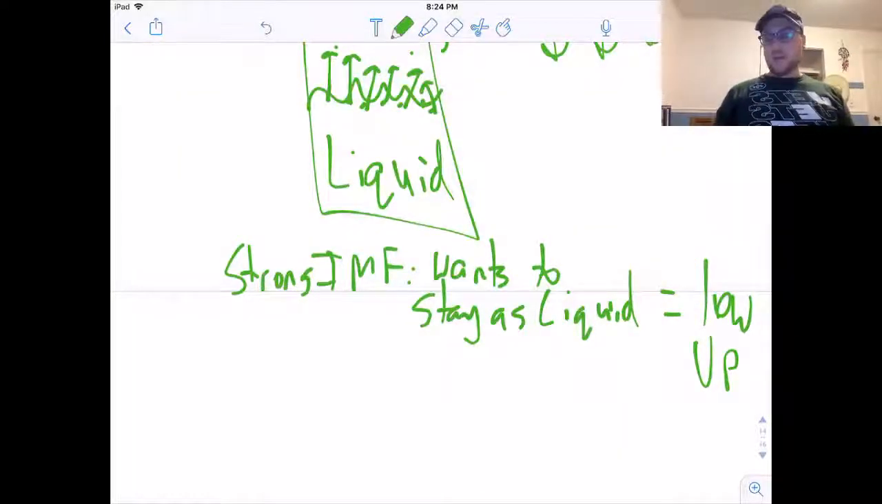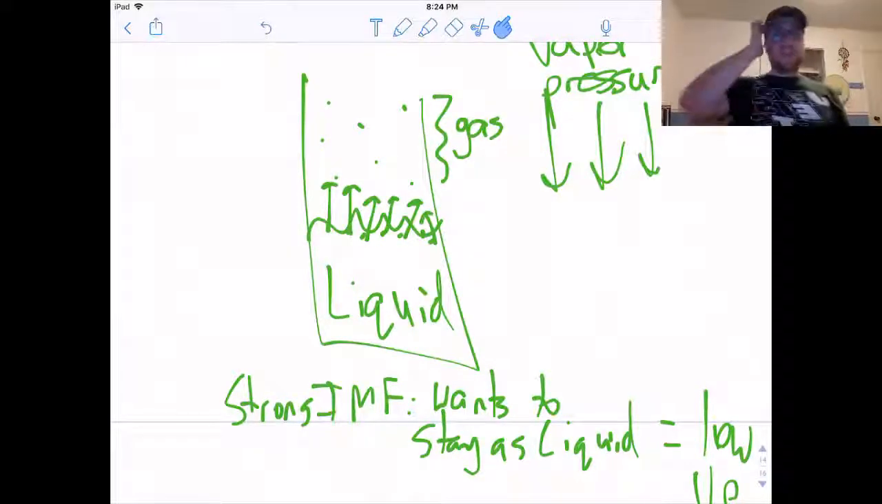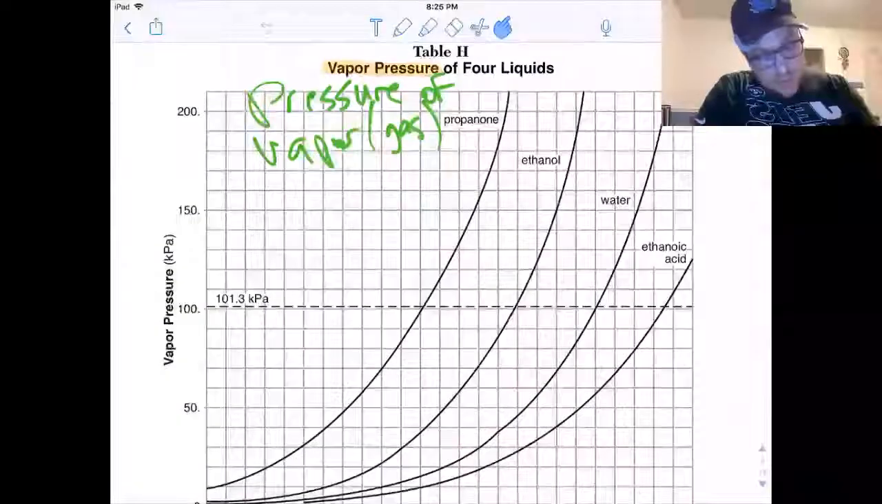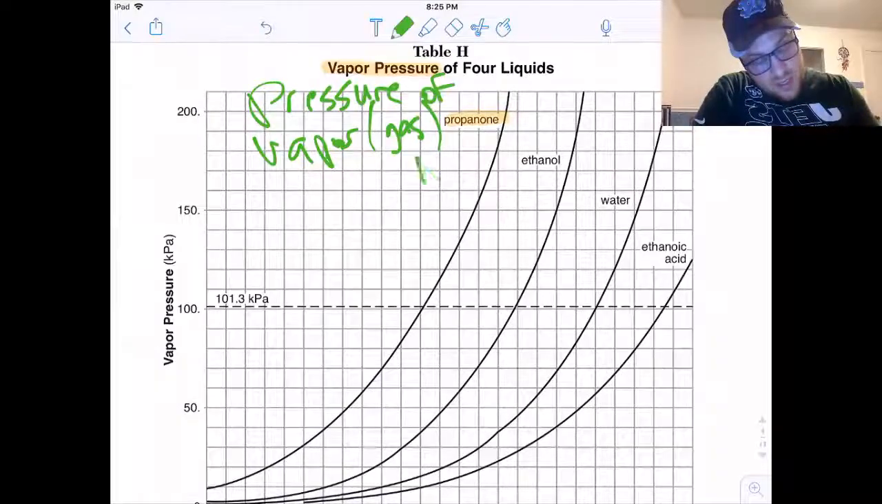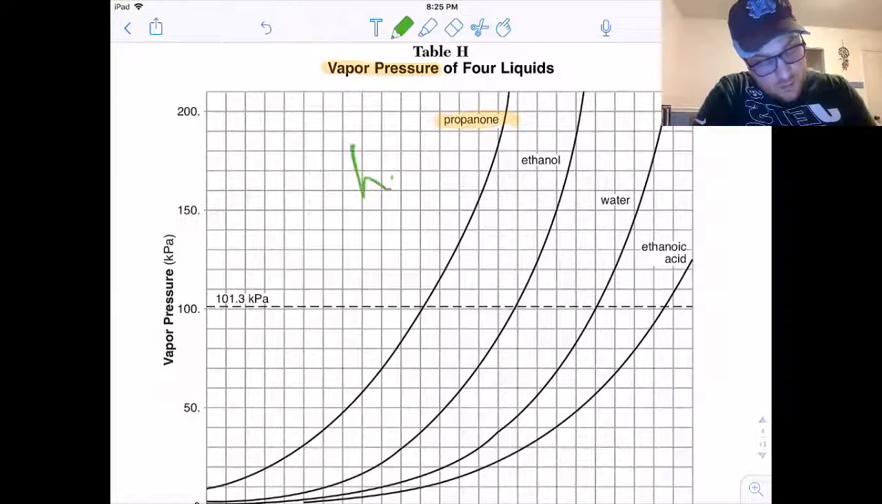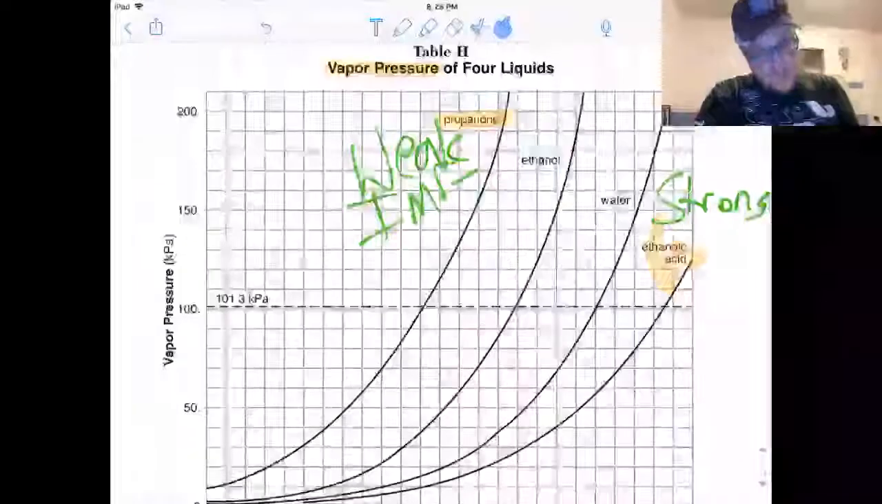So when you look at Table H, propanone here has weak IMFs versus ethanoic acid has strong IMFs. Because at any given temperature, let's say 50, there is a whole lot of propanone at 50 degrees. Not that much vapor pressure of ethanoic acid. So there's a whole lot of propanone forming gas at 50 degrees. Not that acid.